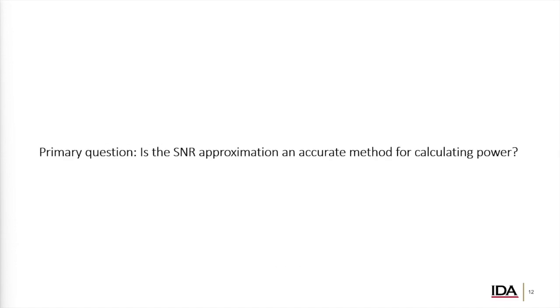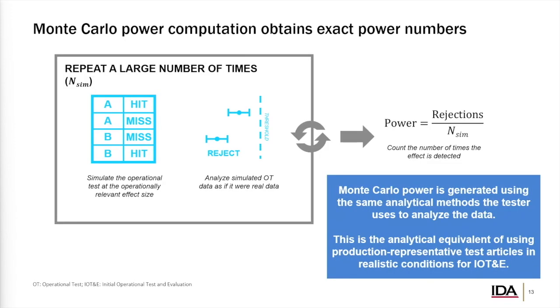So additionally, we want to determine if there are any cases that we still can use the SNR approximation, because it is so easy and simple for an analyst to implement, that it would be nice if we could make some recommendations on, well, if you have this type of model or this type of design, you can still use it. So what are we comparing it to?